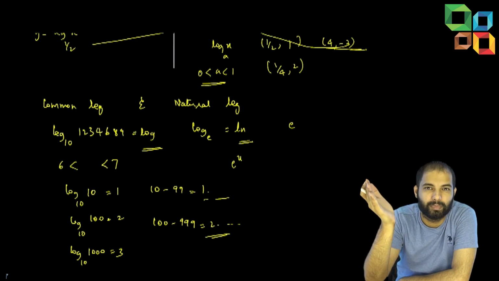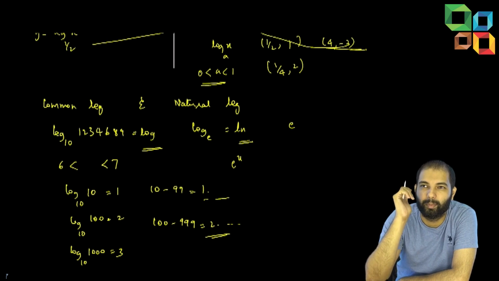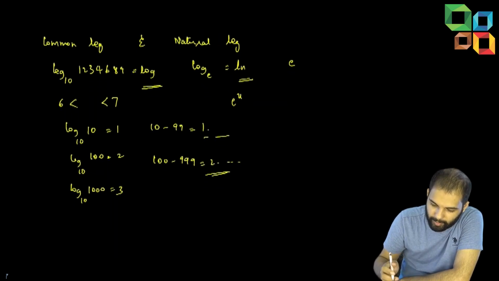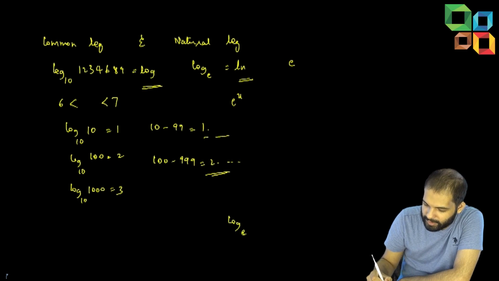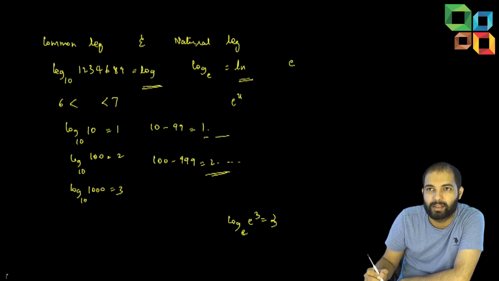Properties are the same. Nothing new you're going to learn in base e or base 10. For example, if it is base e, then e squared is also equal to 2, nothing will change. e cubed will be equal to 3, nothing will change.